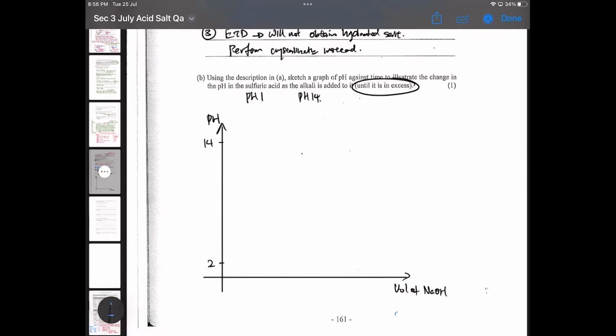So at the beginning, normally this graph will look like this. Then suddenly at a point where there's a color change, you'll get a vertical section, and then you'll go into excess, something like this.